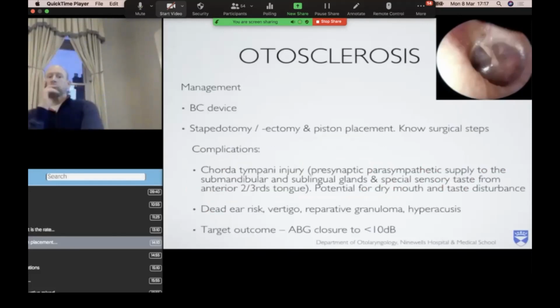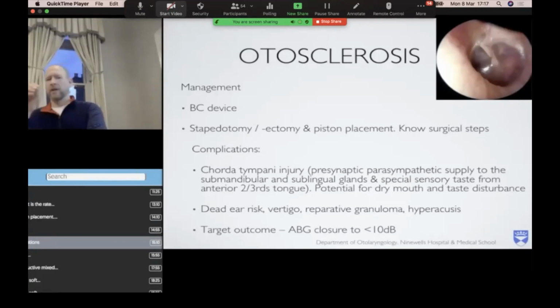Okay. Come on to surgery. So the complications, you need to be able to talk about chorda tympani injury, and the fact that it's usually short term, but there's probably a couple of percent who have long term chorda tympani symptoms if you divide the chorda tympani. You need to be able to talk about dead ear risk, vertigo, reparative granuloma. I know there's some vivas where people say they come back 10 days later with dizziness and notice worsening hearing. And you need to be able to talk about these sorts of complications in that circumstance and what you're going to do about it.